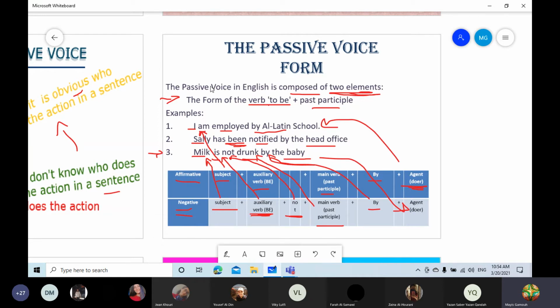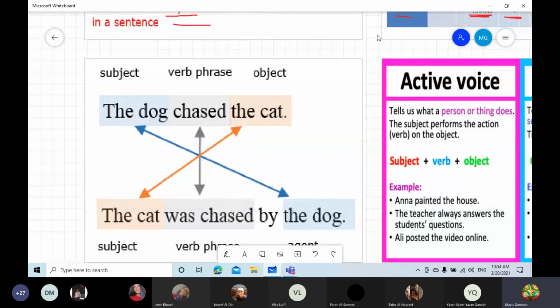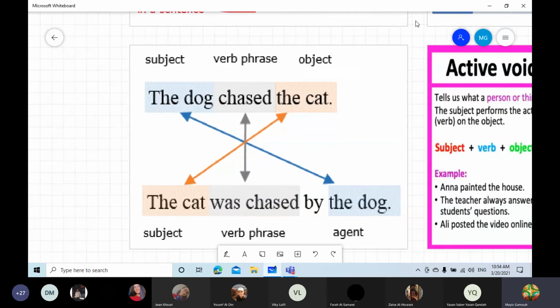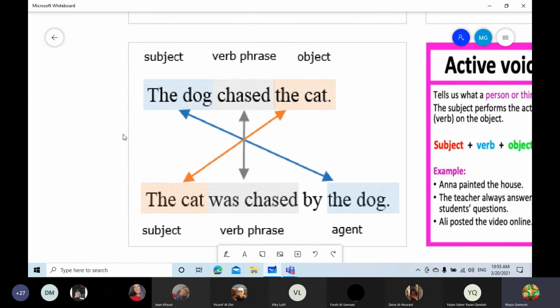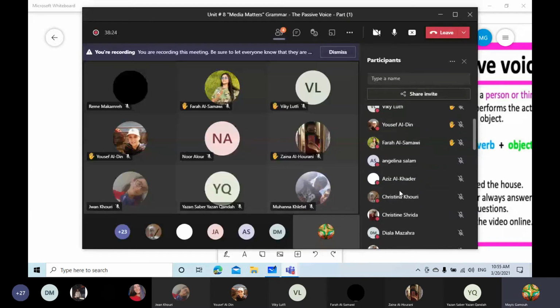Do you guys have any question regarding the formation? حد عنده أي سؤال على الفورم؟ All right, let's now have an example in order to clarify it more. Who can read this example and explain it for me? Let me see here. Who can read it and explain it? يلا يا زينة.